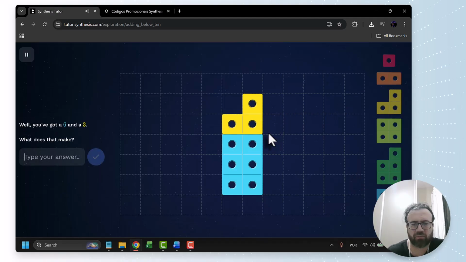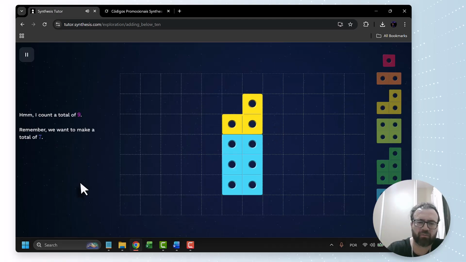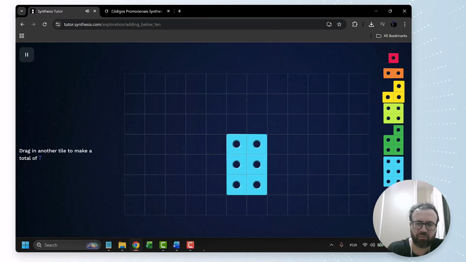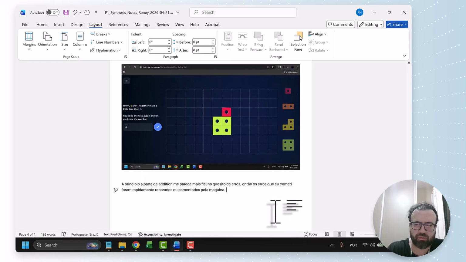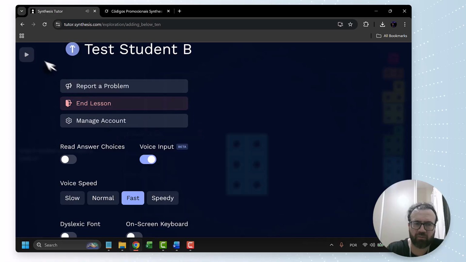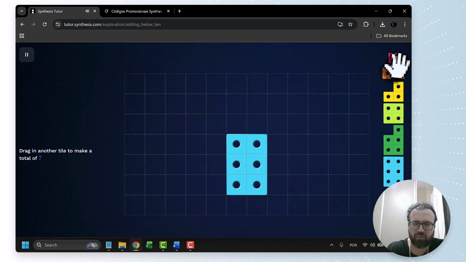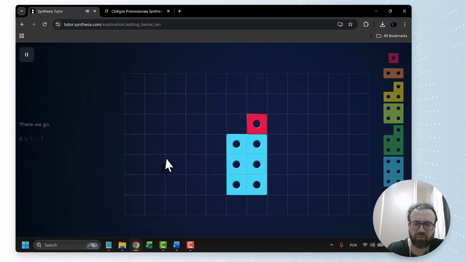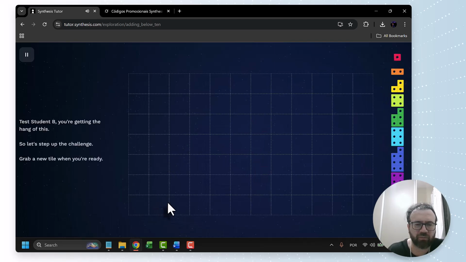Well, you've got a 6 and a 3. What does that make? I count a total of 9. Remember, we want to make a total of 7. Drag in another tile to make a total of 7. There we go. 6 plus 1 equals 7.